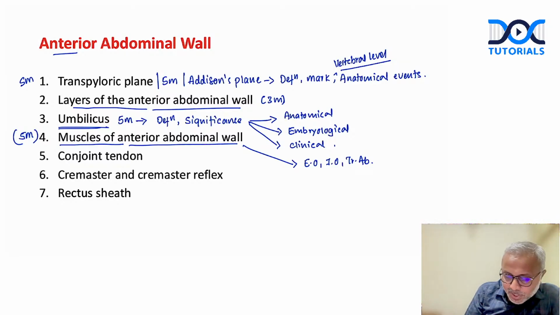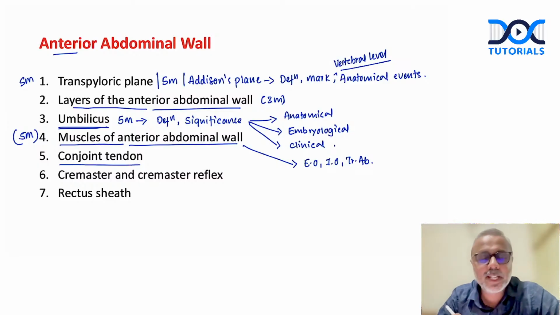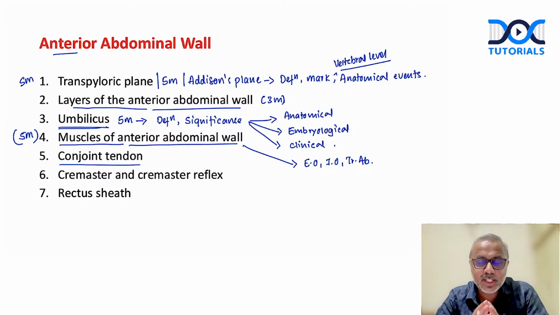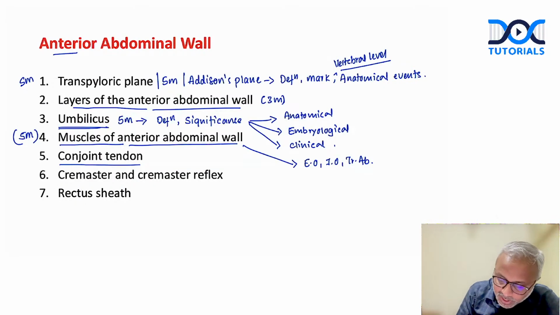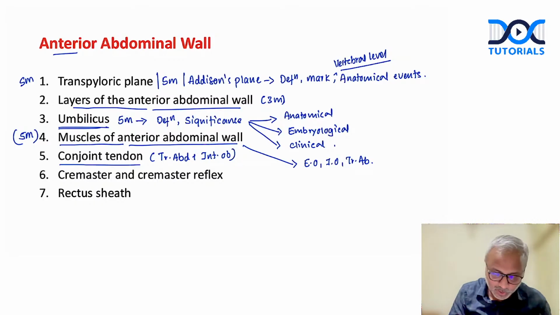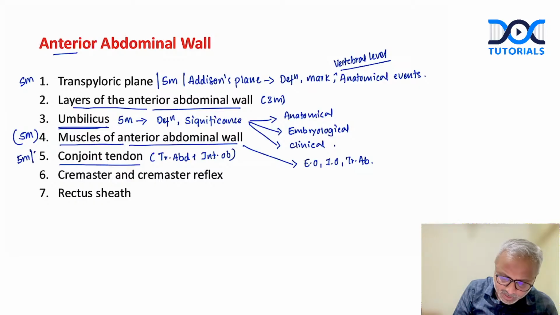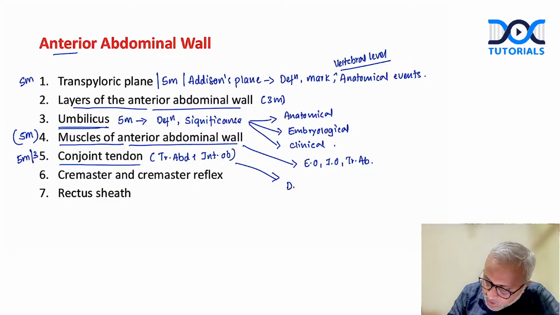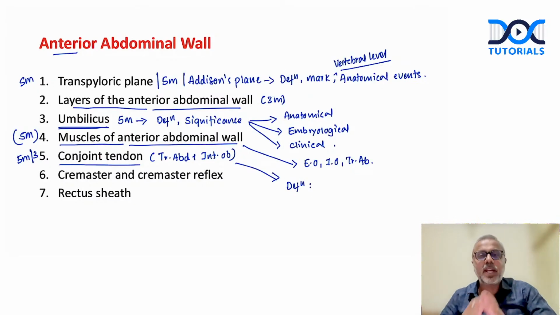Then the next important topic is the conjoint tendon. Now, conjoint tendon is actually formed by fusion of what? It is formed by the fusion of the transversus abdominis muscle and the internal oblique. So if this question is asked, how would you approach the question? Okay, this again is an important 5 marker, or let's say a 3 marker. Now, if this is asked, you can start with what exactly it is, right? So conjoint tendon refers to the fused tendon formed by the fibers of internal oblique and transversus abdominis.